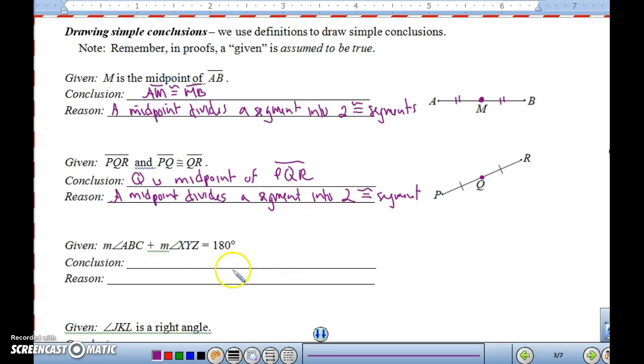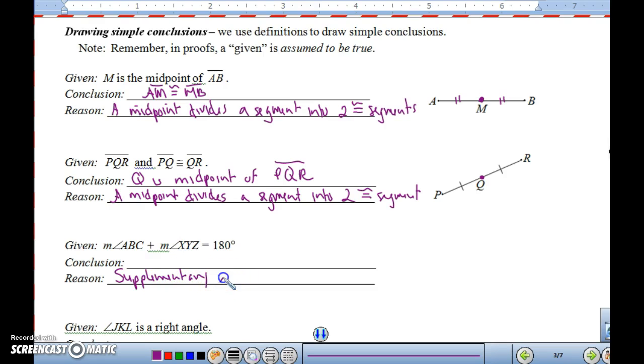All right, let's see if we can figure this one out. We are given that the measure of angle ABC plus the measure of angle XYZ is equal to 180. All right, what is it called when you add two angles together and you get 180 degrees? Well, that means that the angles are supplementary, because supplementary angles add up to 180 degrees.